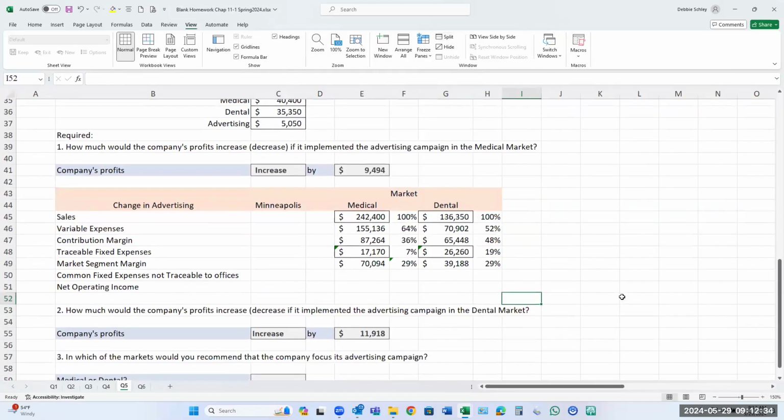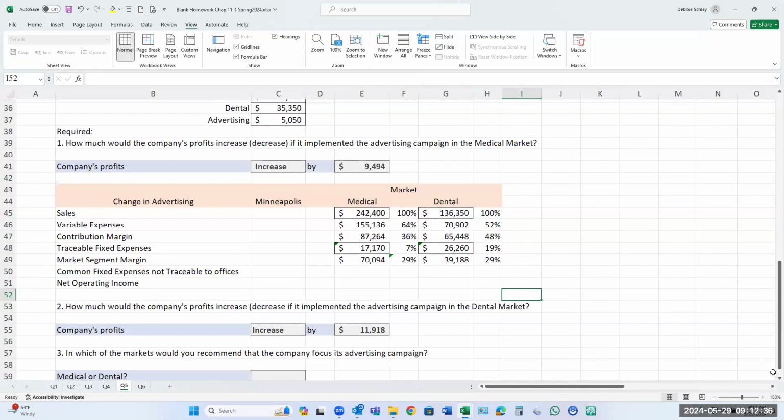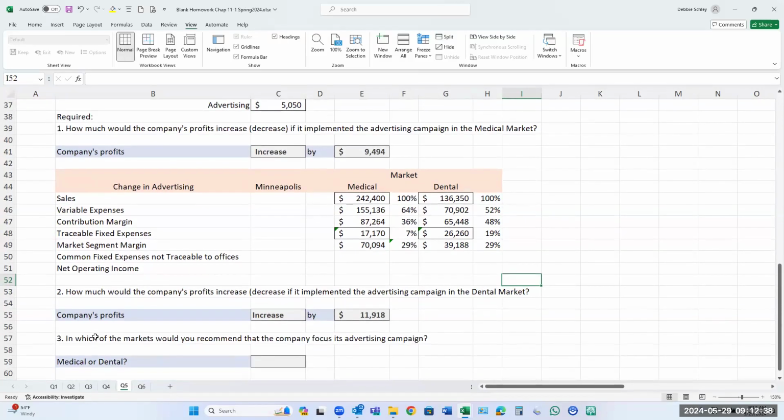Okay, so now the question is, which one should we apply the advertising campaign to? Which one should we focus on? Well, it's going to be the one that makes more money. So in my problem, it's the dental.